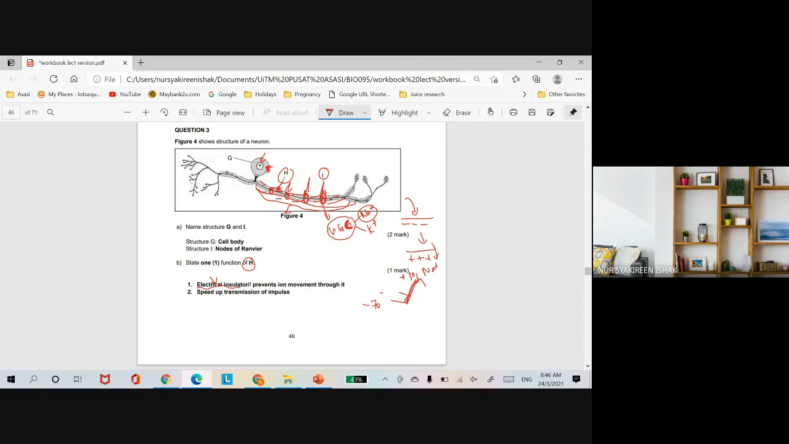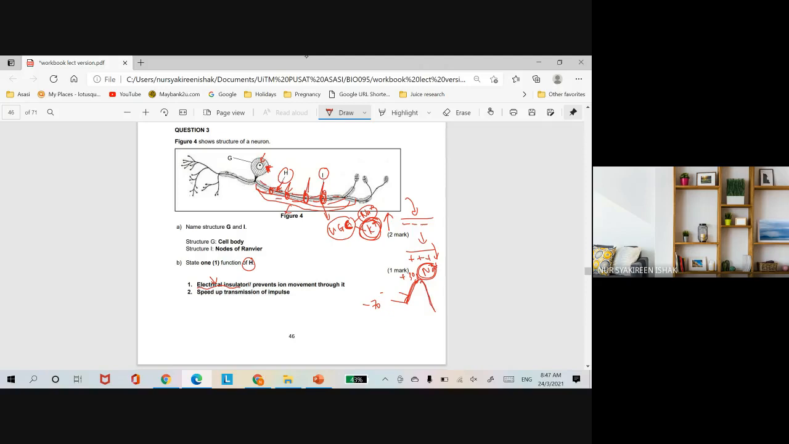As for potassium, when the peak of action potential is reached, the voltage gated channel for sodium closes and the voltage gated channel for potassium opens. Bila terbuka, sifat potassium ni dia nak keluar daripada sel. Bila dia keluar, maksudnya akan berlaku repolarization. From positive it becomes negative.